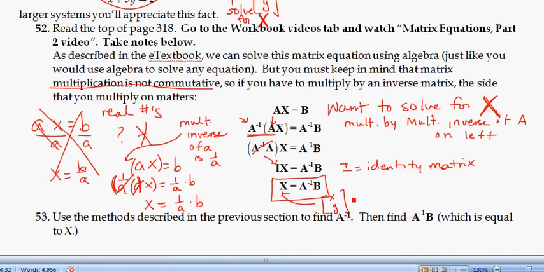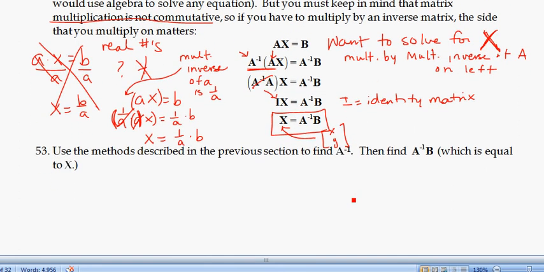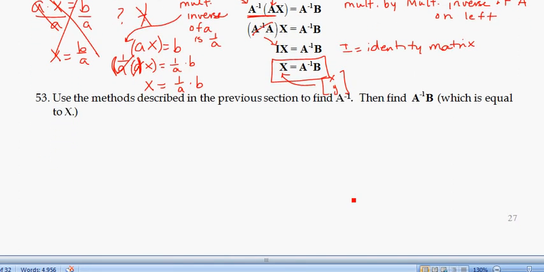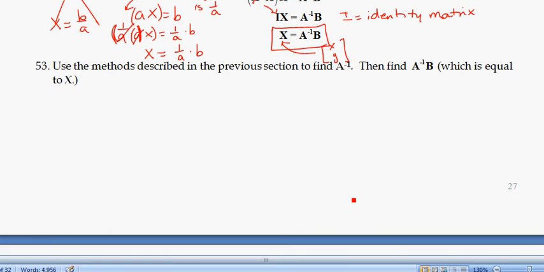Now we do have matrix calculators online, so that makes finding A inverse pretty quick. But let's just talk about how we would do this the long way, just to recap.